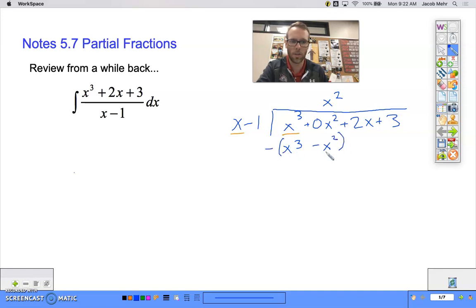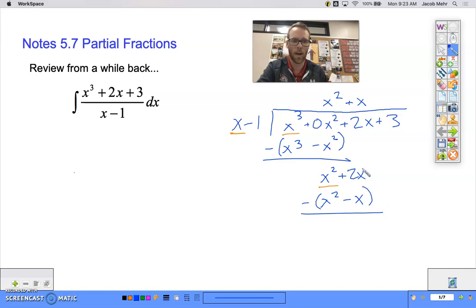We know in long division, then we subtract. The x cubes are gone. We would have a positive 1x squared. We would drop the 2x. And we'd then say, okay, x times what is x squared? And the answer to that would be x. So then we multiply. We have x squared minus x.